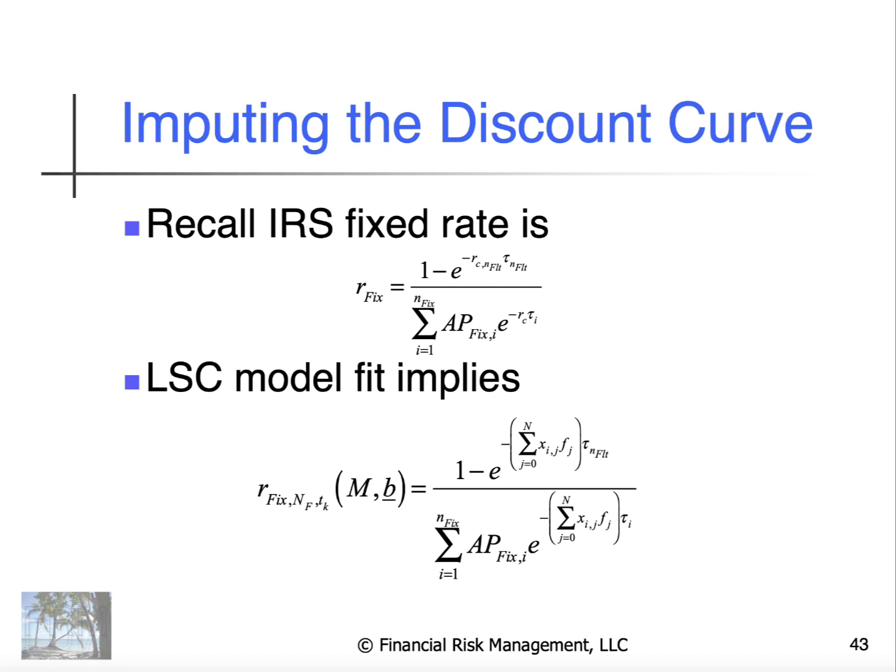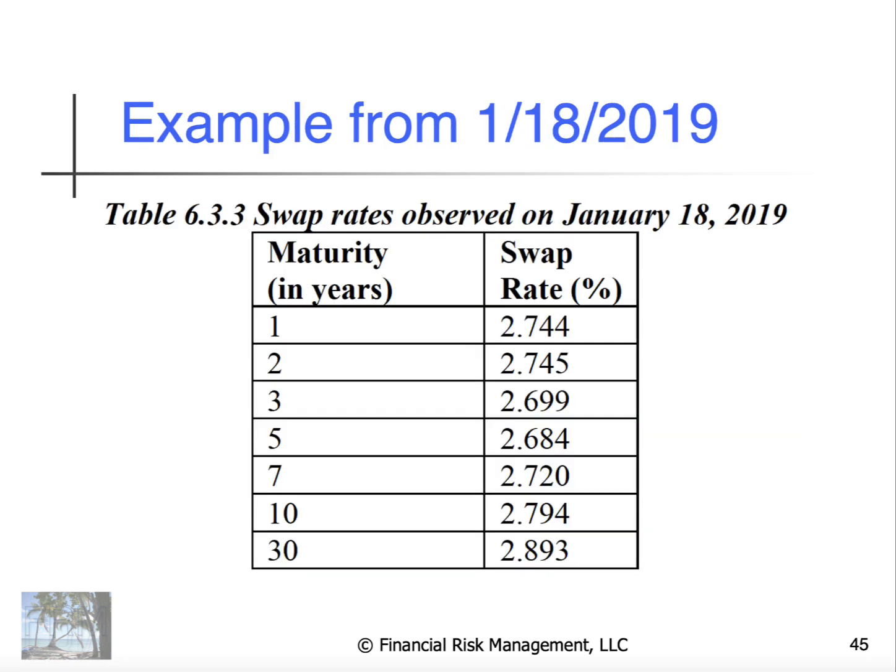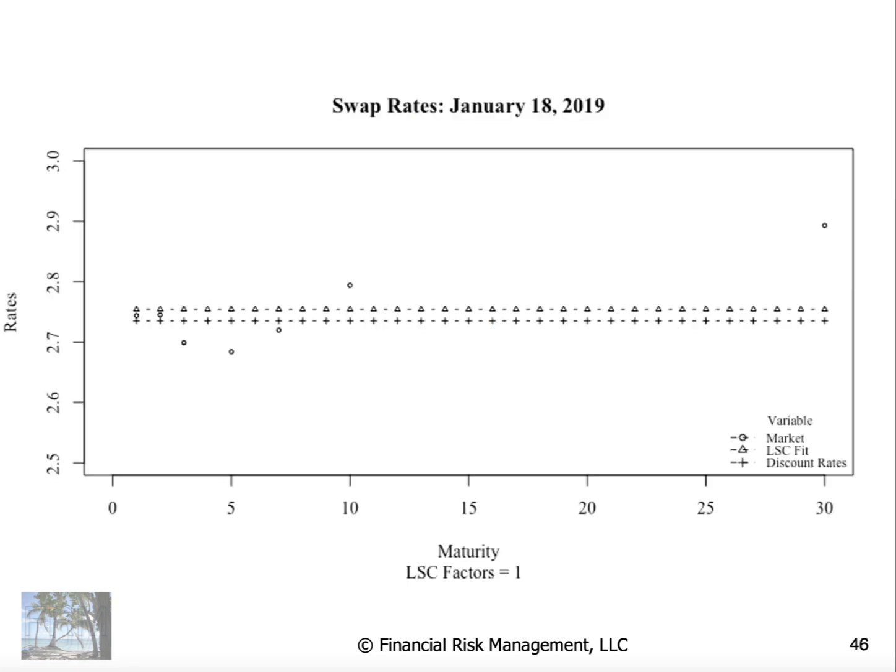We can impute a discount curve from the swap curve. It takes a little bit of effort, but we can use R code to solve for the implied fixed rate that fits the observed spot rates. And the math is provided there. If we use the 3-factor model as an example, we can solve for the implied fixed rate using a sample of swap rates where we only have, let's see, 1, 2, 3, 4, 5, 6, 7 observations.